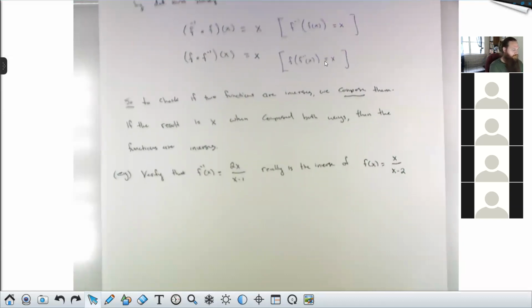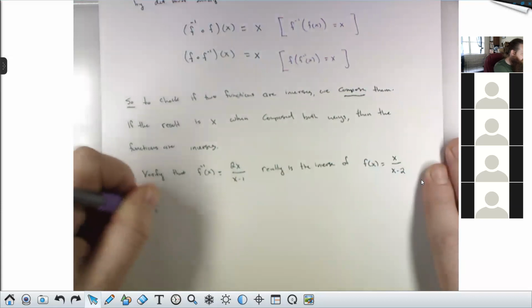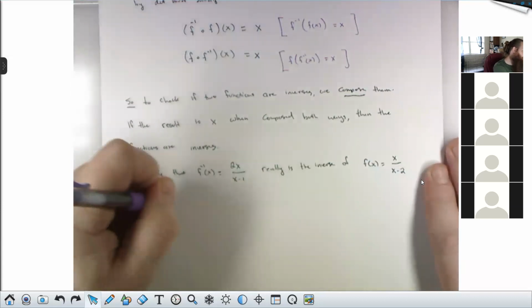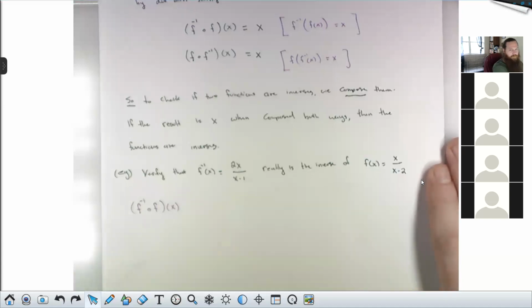Okay, so how would we verify that? Well, I need to compose. I need to verify these statements for these particular functions. So we'll begin by computing f inverse of f of x. If this comes out to x, then we're on the right track. If this doesn't come out to x, then these can't possibly be inverses of each other.